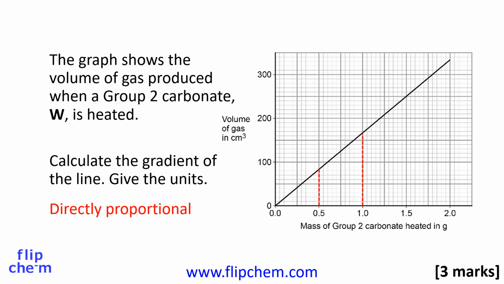As the mass of the carbonate doubles, the volume of gas doubles. If the mass of the carbonate doubles from 0.5 to 1 gram, then the volume of gas doubles from 80 centimeters cubed to 160 centimeters cubed.